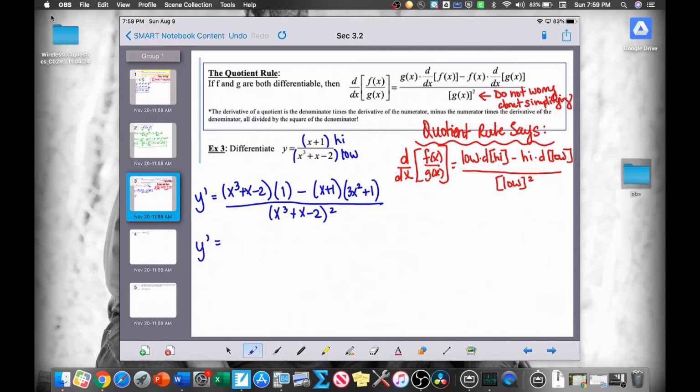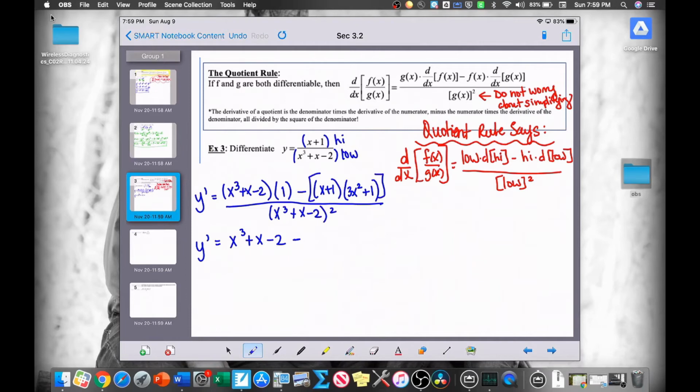So in the numerator, x cubed plus x minus 2 times 1 is just going to be x cubed plus x minus 2. And then we have to FOIL x plus 1 times 3x squared plus 1. And every term is going to be negative because of the minus sign in the middle of the quotient rule.